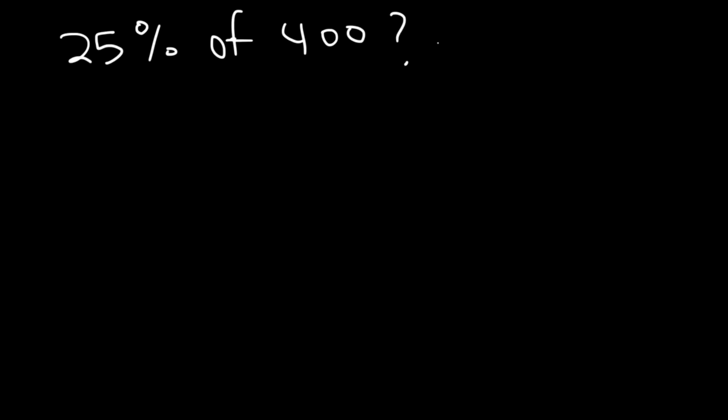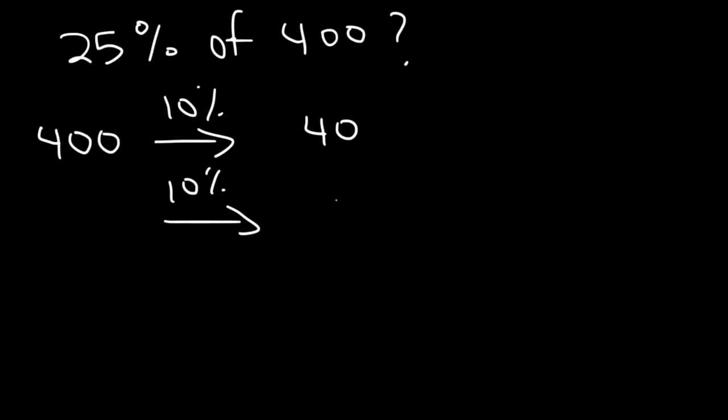Now, here's another one. What is 25% of 400? So go ahead and try that one mentally. So let's find the value of 10%. 10% of 400 is 40. So another 10% is 40 as well. And 5%, that's half of 10, so half of 40 is 20.